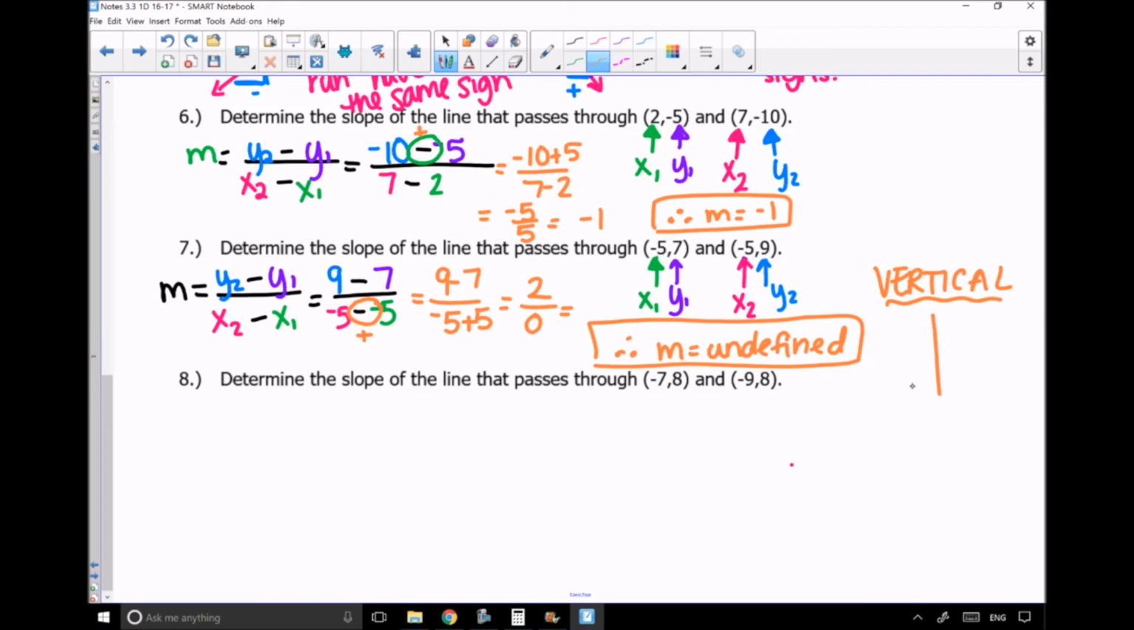And if I were to draw a quick sketch of what this looks like, if I were to go to negative 5 on the x-axis and 7 on the y-axis and put a point there, and also put a negative 5 on the x-axis and 9 on the y-axis and put a point there and connect my dots, I'll see, oh, definitely we'll get a vertical line. Okay?